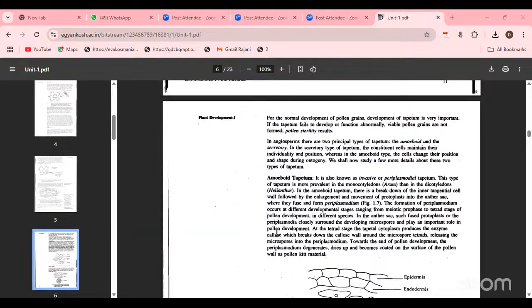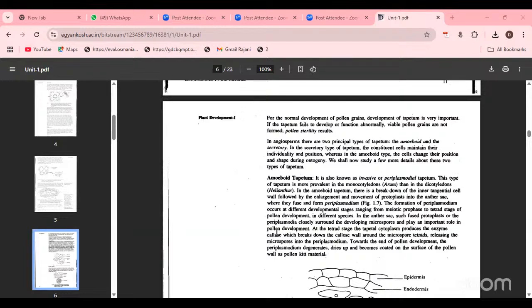In angiosperms, there are two principal types of tapetum: the amoeboid and the secretory tapetum. In the secretory tapetum, the constituent cells maintain their individuality and position, whereas in the amoeboid type, the cells change their position and shape during ontogeny.